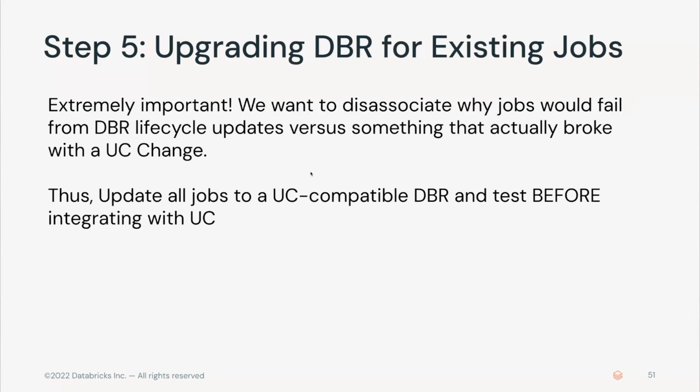Then when we're upgrading the DBR, I talked about this, I got on my soapbox a little bit earlier here, but we want to disassociate why jobs would fail from a DBR lifecycle update versus something that actually broke with a UC change, right? We want to make sure we upgrade all the jobs to be 11.3 or higher and test before integrating with UC.